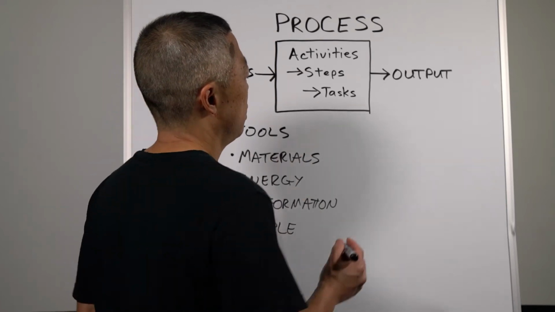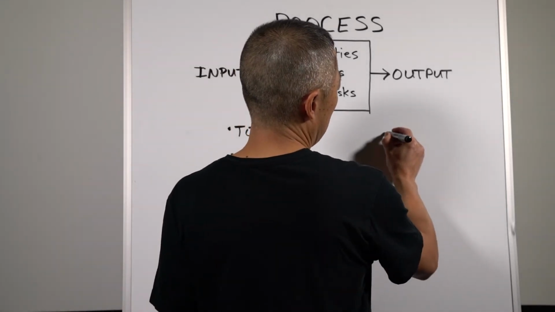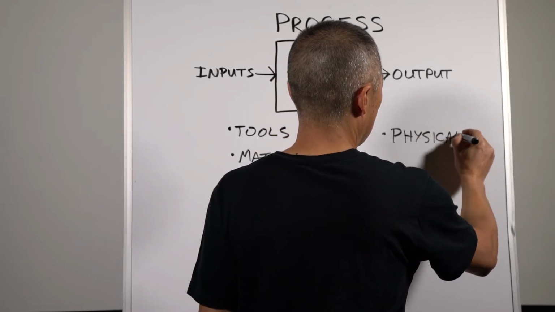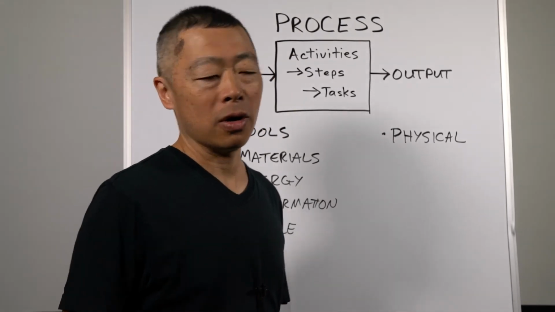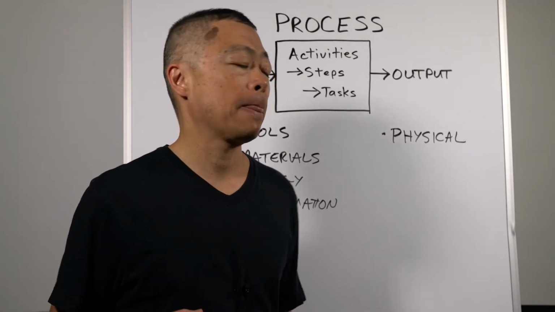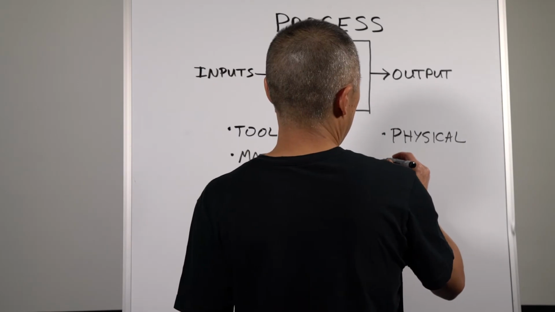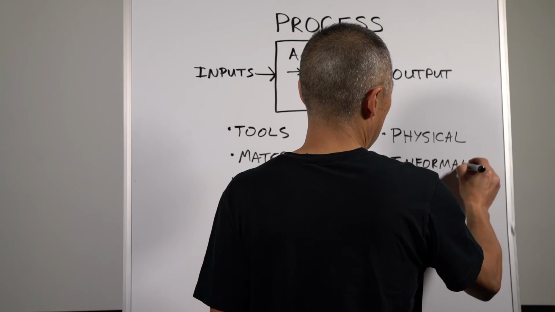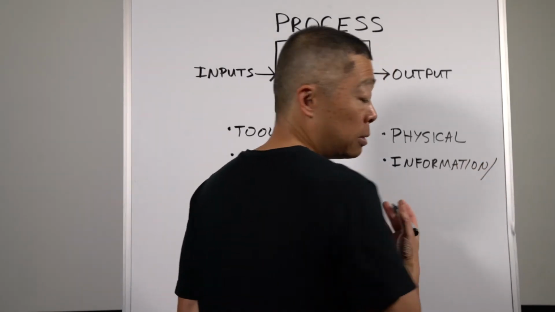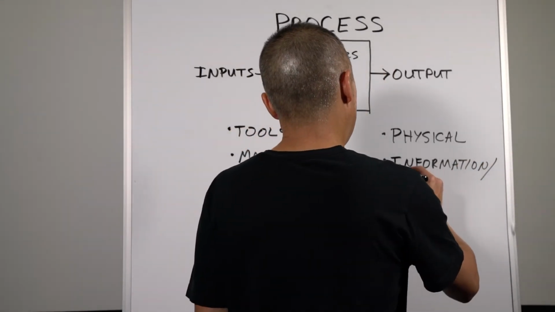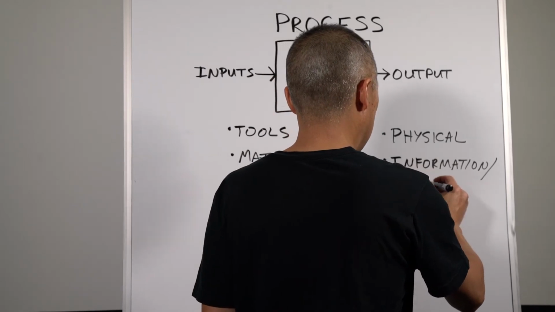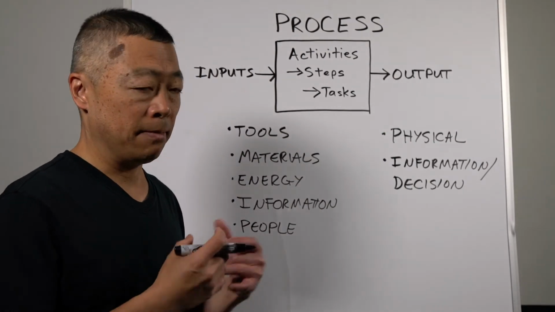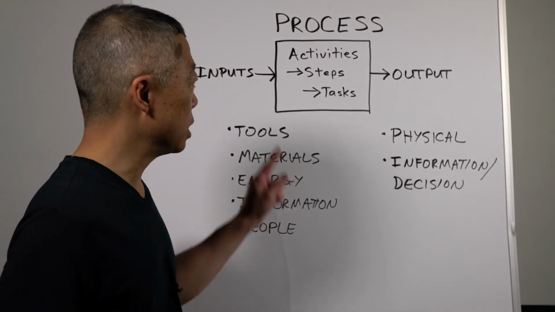In terms of output, there are 3 generic types. The first kind of output is a physical output. So some sort of widget, a car, a pancake, a cup of coffee. The second type is you might have a process that transforms information into another type of information, higher value added, or the process results in a decision. So it takes a set of inputs and a decision is made or is made possible by this process.